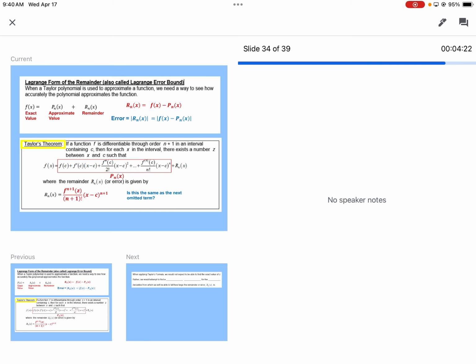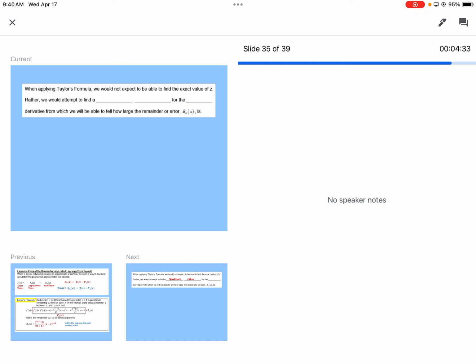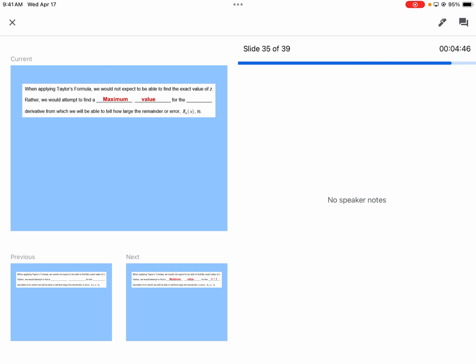Yes. Almost. Except for, why is there a z? All right, so that is our one thing that is really different about this. So when we apply this, z is another number. We don't know the exact value of z. Okay? So what we try to do instead of finding the exact value of z is we find a maximum value for the n plus 1 derivative. We are not always able to find what this is exactly.